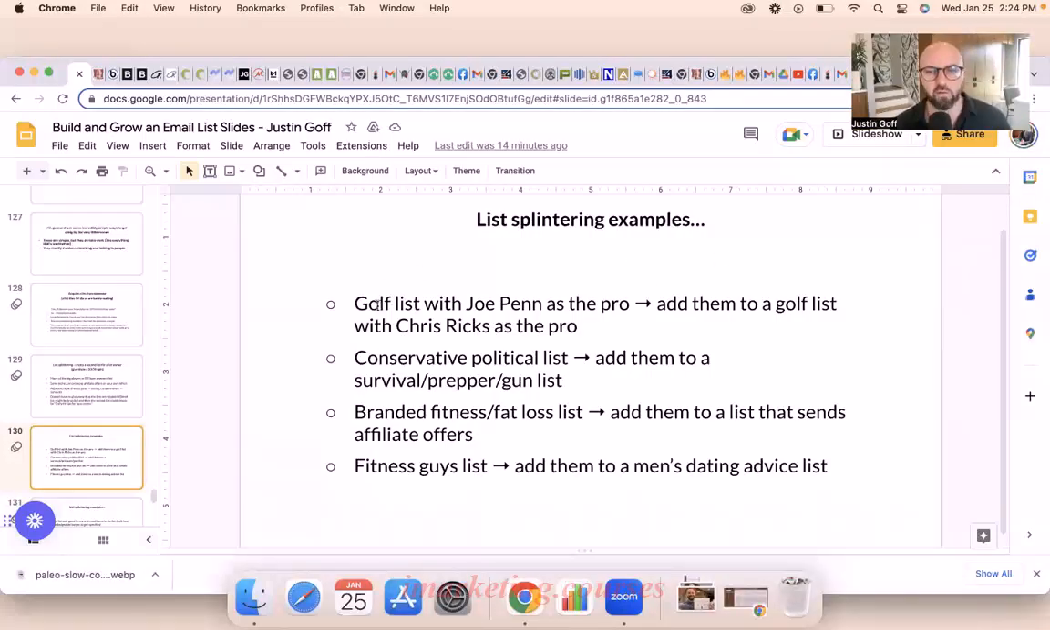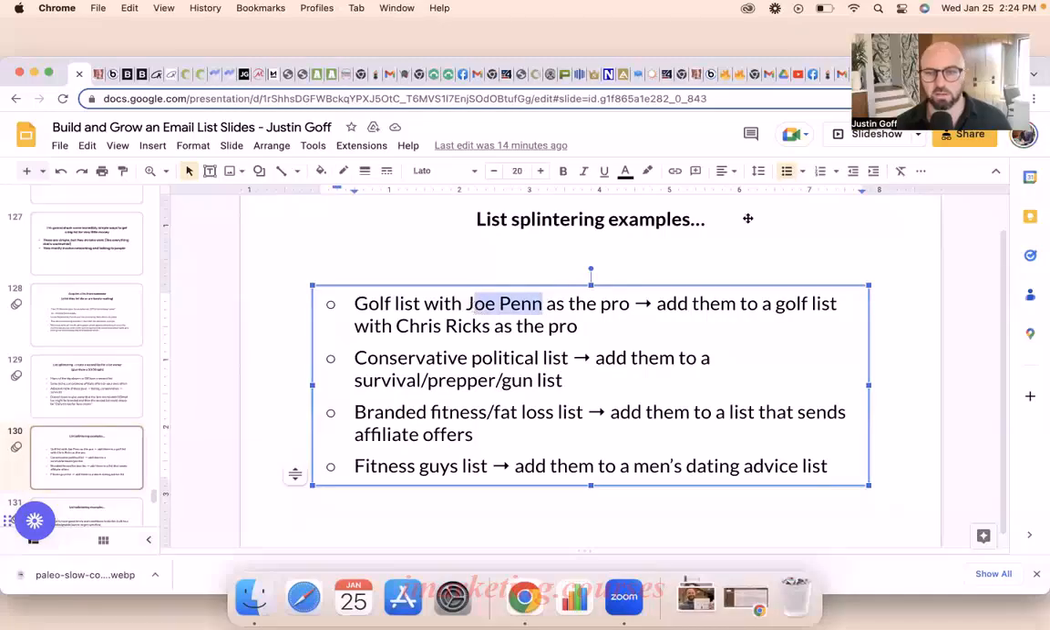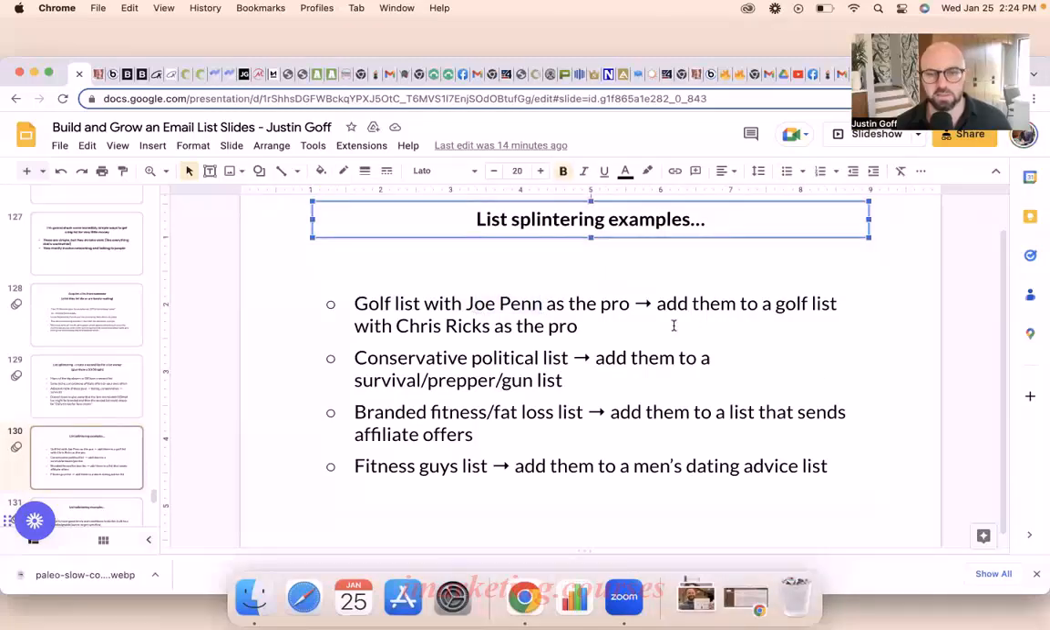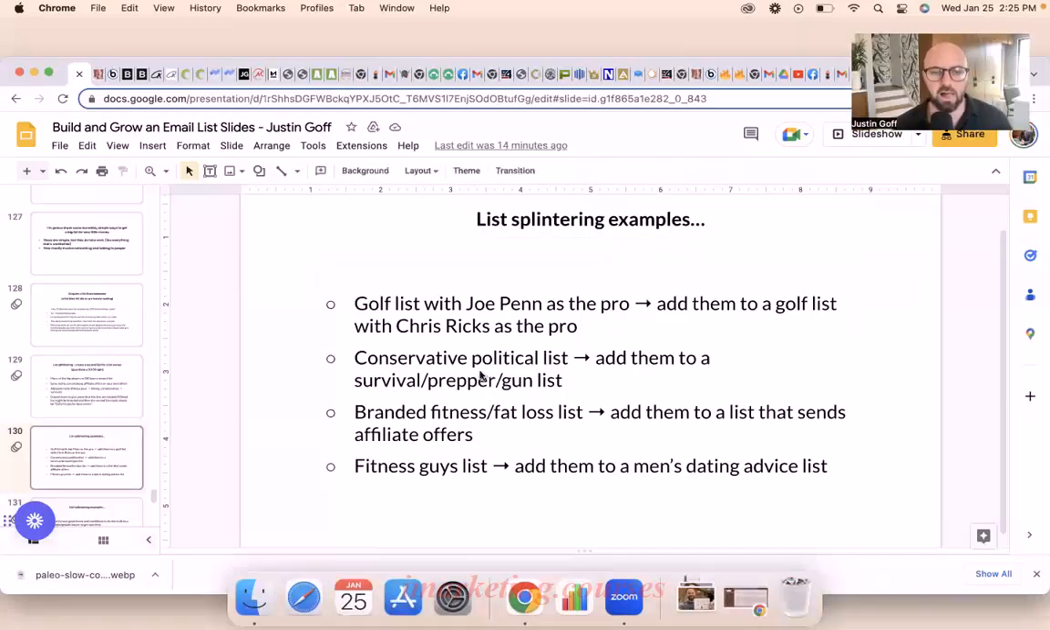In golf, everybody who's in the golf niche is obsessed with golf and always wants more golf info and videos and everything. So let's say, and I just made up these names, Joe Penn, the golfer: if you're on his list, Joe could easily add you to another golf list for Chris Ricks, and now you're on two golf lists. And people in the golf niche would be super happy to be on some other list as long as it's good stuff that's getting sent out.